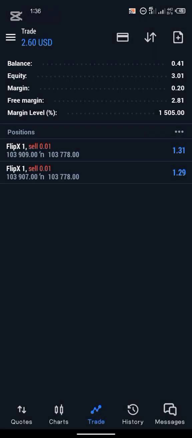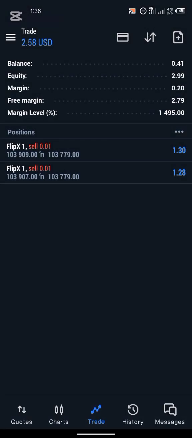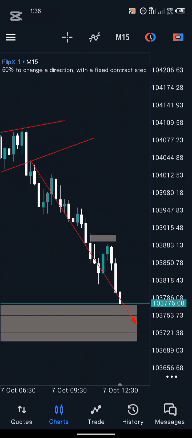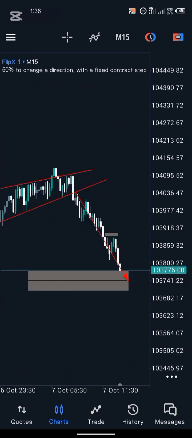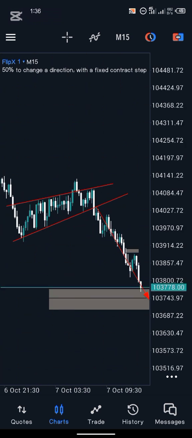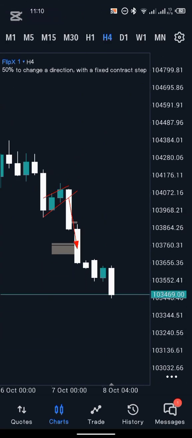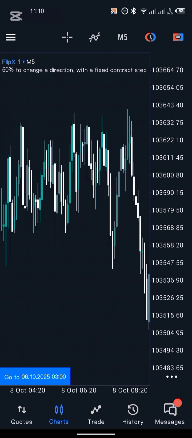So moments later we see that we are already at $3. So we closed at 2.99. So we see the price reached our TP. We actually caught this trade late, but anyway, we still managed to get something out of it. So we see that price actually pushed lower than we expected.